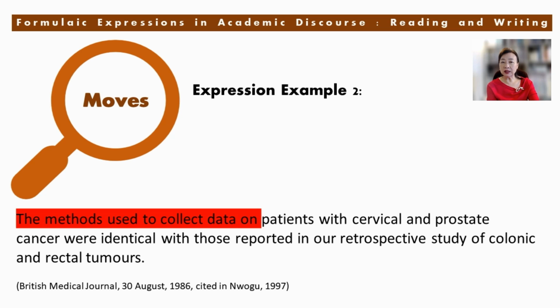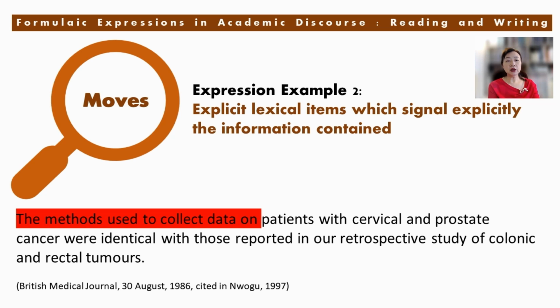This word reveals where in a paper this sentence might appear. The lexical items method, collect and data, these three items already provide clues. We suggest that the segment of this text is presenting the data collection information. So this type of move incorporates explicit lexical items which signal explicitly the information contained.